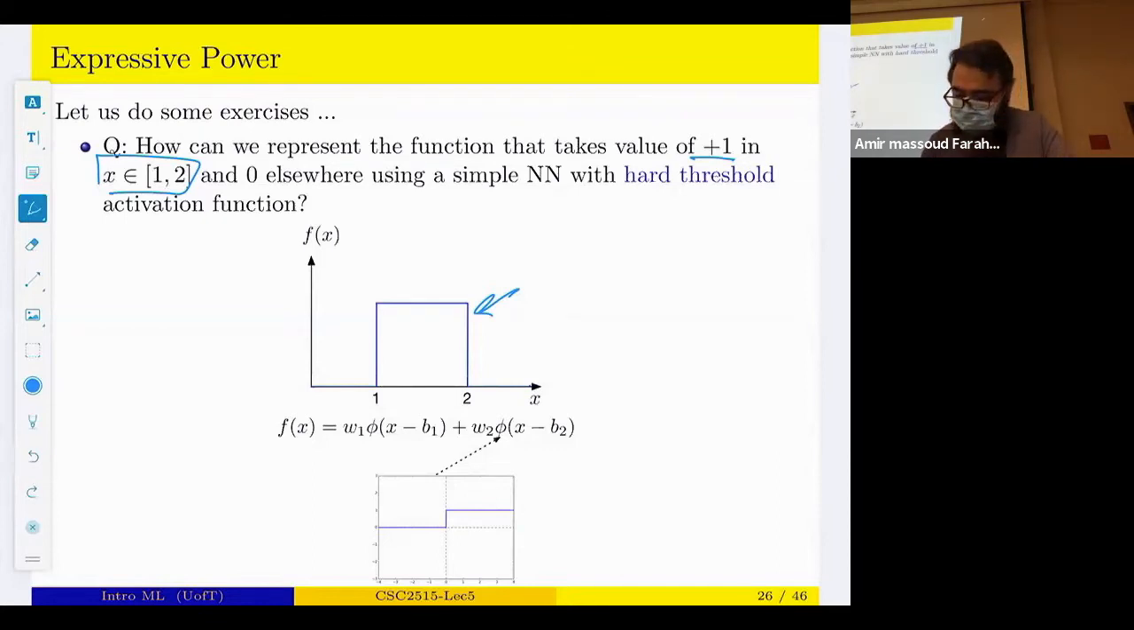So you want to represent f of x in the form of something like this: W1 phi of (x minus B1), plus W2 phi of (x minus B2). Here phi is the hard threshold function, shown here. So you can represent it in this form. The question is, what should W1 and W2 be, and what should B1 and B2 be? Can anyone give me a solution right now? This is not very difficult. What are W1 and W2?